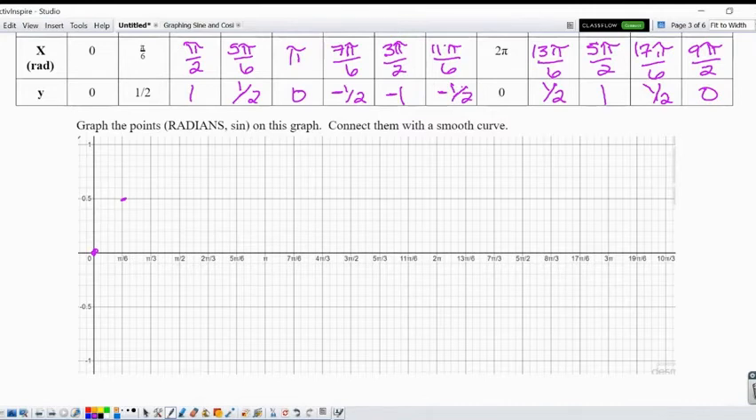Our first point is 0, 0, and then at pi over 6, we're at 1/2. Over here at pi over 2 up to 1, 5 pi over 6, and pi is at 0. Going to 7 pi over 6, now we're at negative 1/2, so we're going to go below the x-axis and plot negative 1/2. At 3 pi over 2, we're at negative 1. At 11 pi over 6, we are at negative 1/2, and at 2 pi, back to 0.